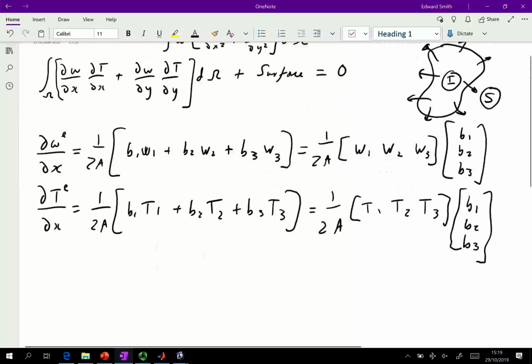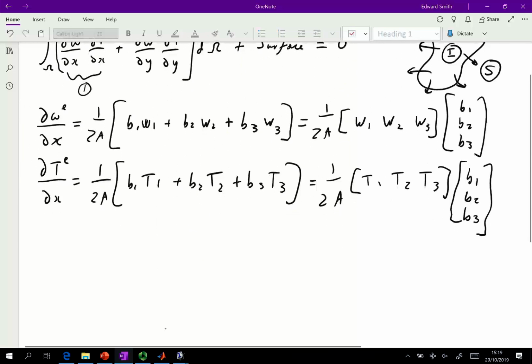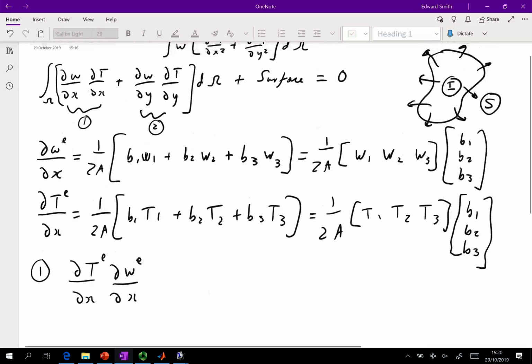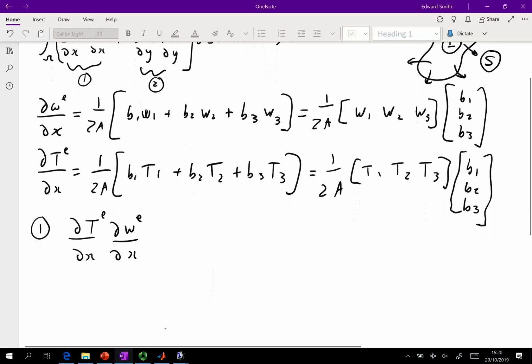Okay, so now we're going to take the first expression here. Call that 1, call that 2. So 1 is just dt epsilon by dx times d omega epsilon. Sorry, I keep calling this omega. This is w or omega. The reason I keep calling it omega is basically a slightly squiggly w in lowercase. So w or omega I use interchangeably. So then this becomes essentially the product of 1 over 2a w.